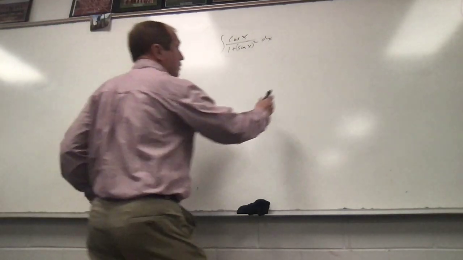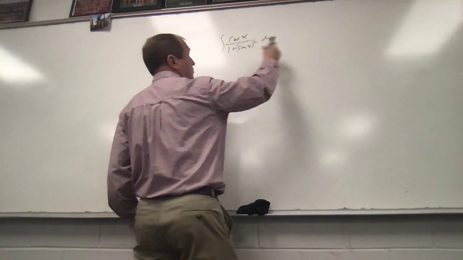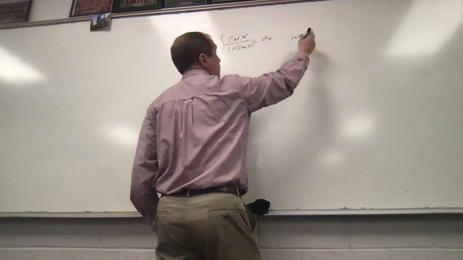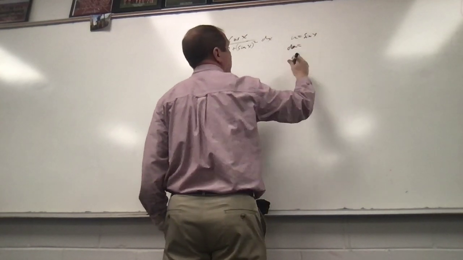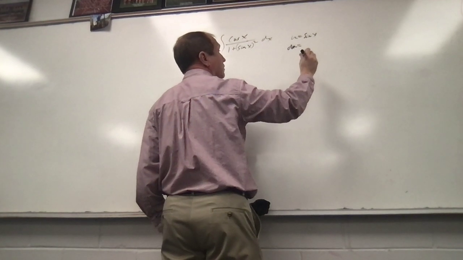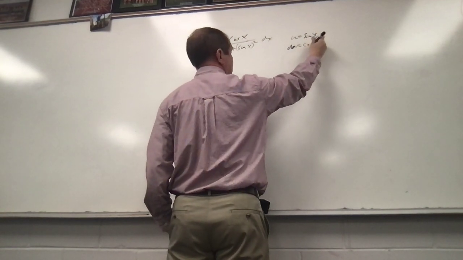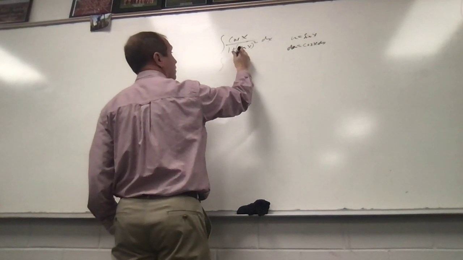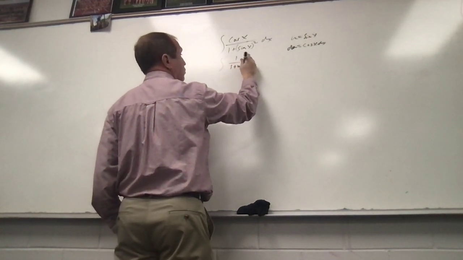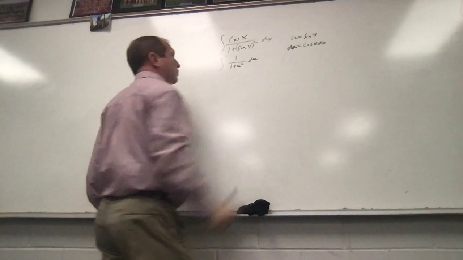So here we are, we're gonna let u equal sine x. So du would equal exactly what here? Cosine x dx, good. So what are we left with here? Oh, we've got 1 over 1 plus u squared du.